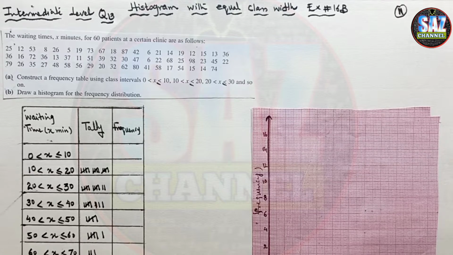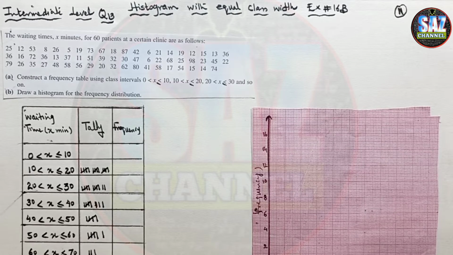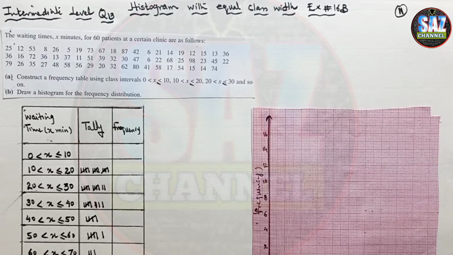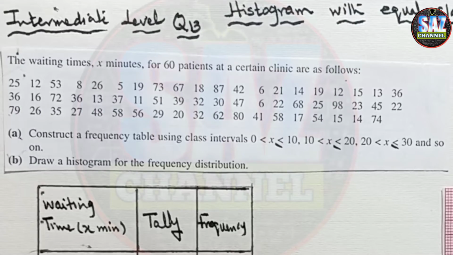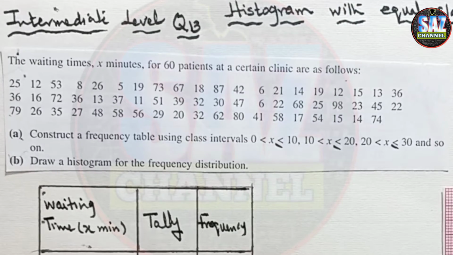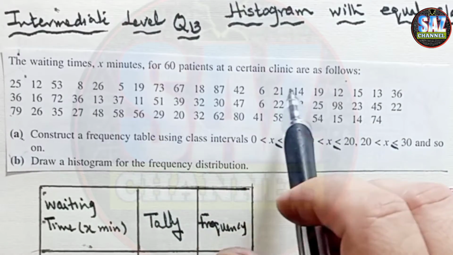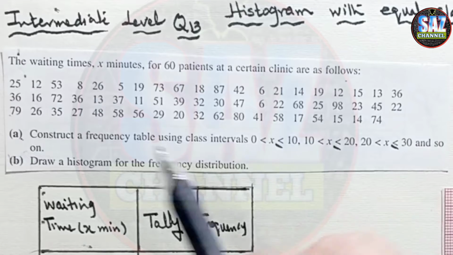This is my 11th lesson of D2 chapter number 16 exercise 16b, that is about the construction of histogram with equal and unequal class width. Students, in this class we'll be discussing question number 13, and question 13 says the waiting time X minutes for the 60 patients at the certain clinic are given as follows.